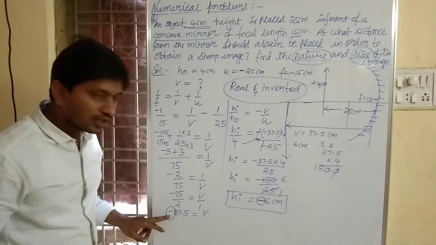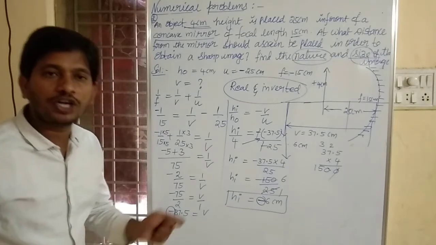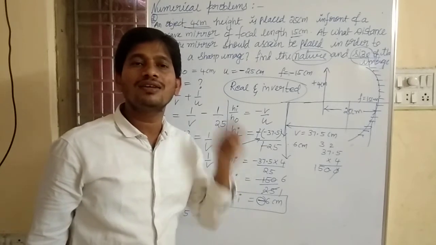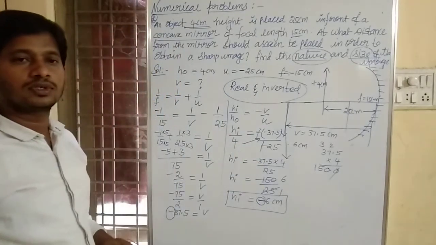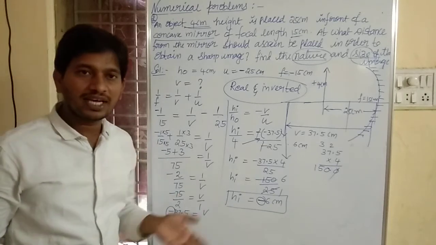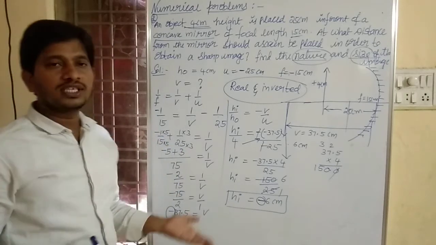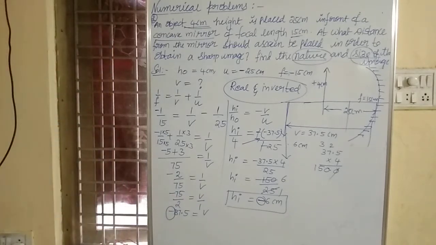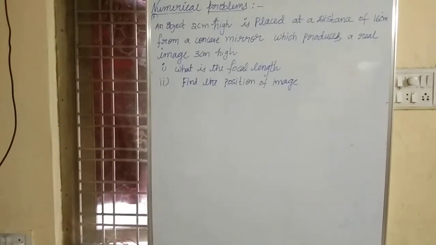Here also the minus sign indicates we got an image in front of the mirror, that is a real image. Clear? This is our second question based on concave mirror. Let me explain one more question so that this concept will be more clear, right?